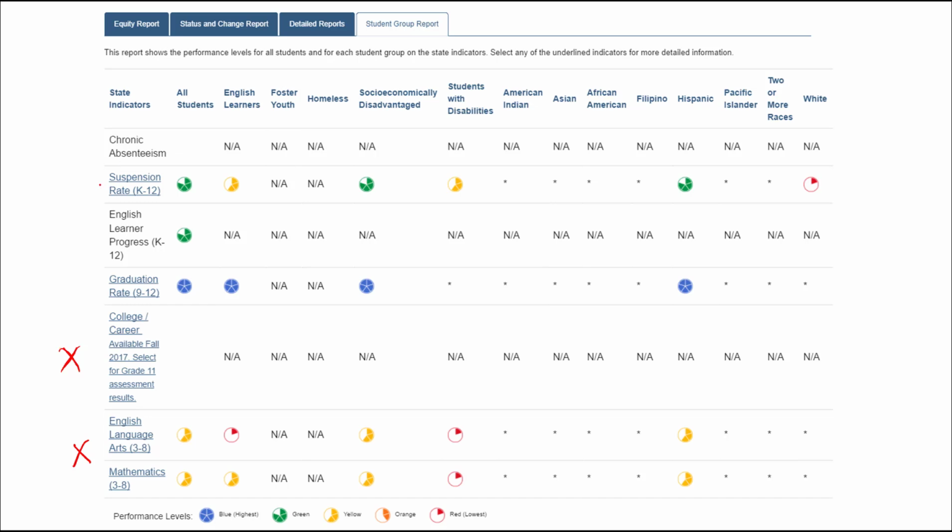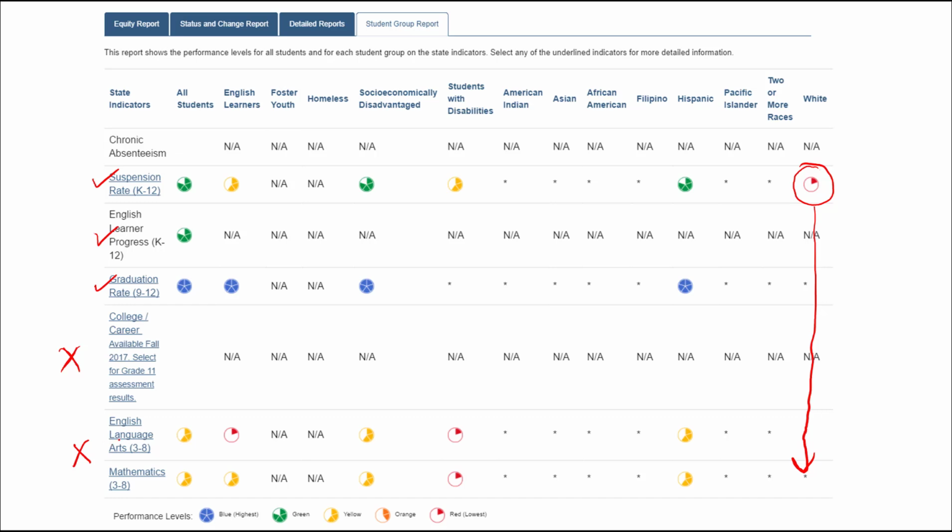We're okay on suspension rate indicator, we're good there. EL progress indicator, we're great. Graduation rate's phenomenal going across the top. Oh, wait a minute, there were white students that we're concerned about, but when we look down, there are no ELA or math, so not enough kids to test there. So very small population there. You don't have to worry about the white population.